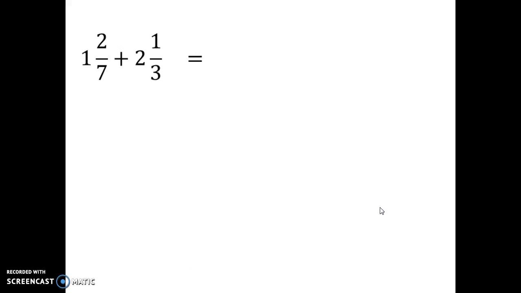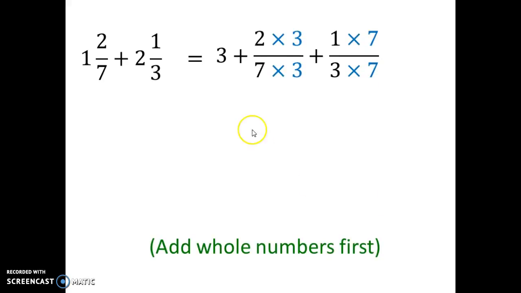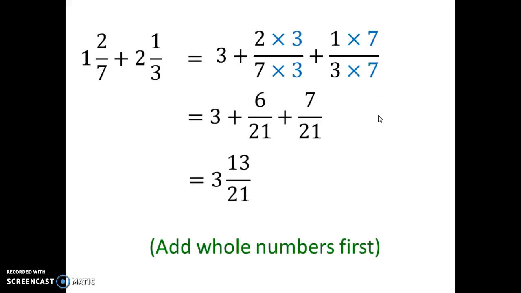For this example here, I can add the whole numbers to get my 3, but then this second part of the fraction, the 2/7 plus 1/3, I have to make them have a common denominator. So the smallest number that 7 and 3 go into is 21. 7 3s are 21. So top and bottom times by 3 for the first fraction, second one by 7, and you'll result in 2 3s are 6, and 1 7 is 7. Add them up, you get 13. So you get 3 and 13 out of 21.